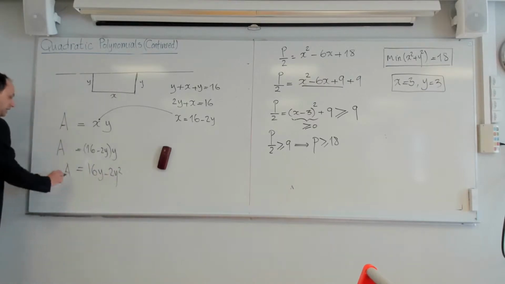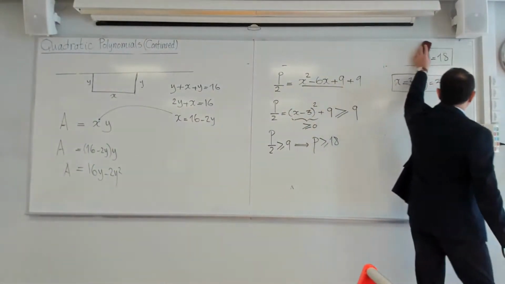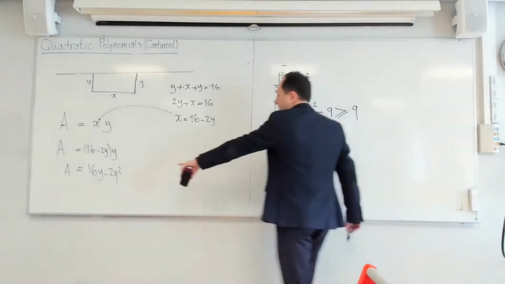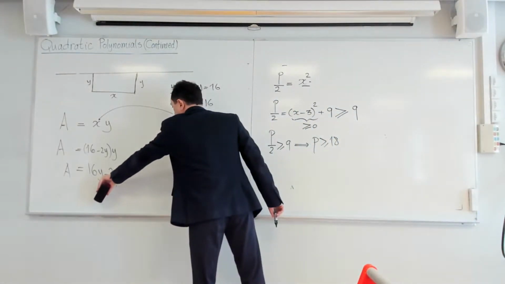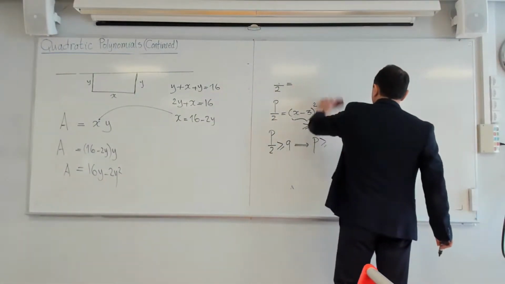This is my A. And then can you tell me how should I write it down so that it looks standard? Because now the first degree term is coming first and then the quadratic term is following it. So what can I do now?